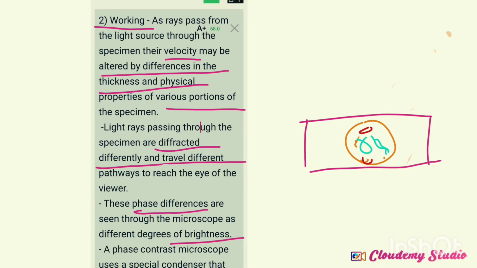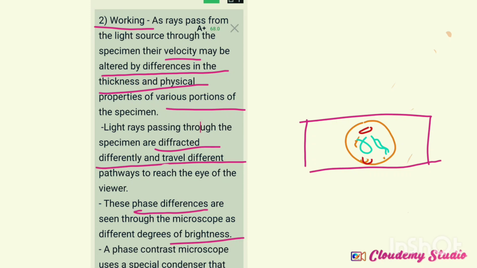Working of the phase contrast microscopy. We already discussed the working of phase contrast microscopy along with the ray diagram. Here I have given some points that we are going to discuss. As rays pass from the light source through the specimen, their velocity may be altered by differences in the thickness and physical properties of various portions of the specimens.